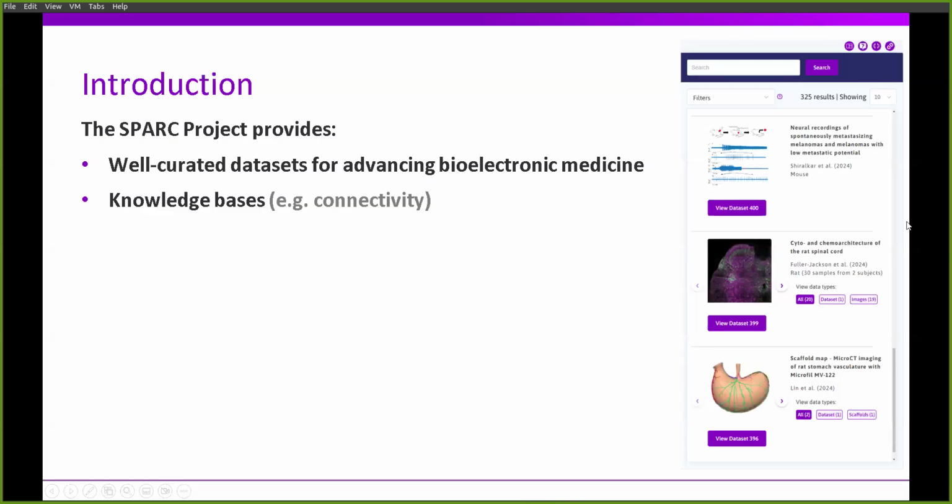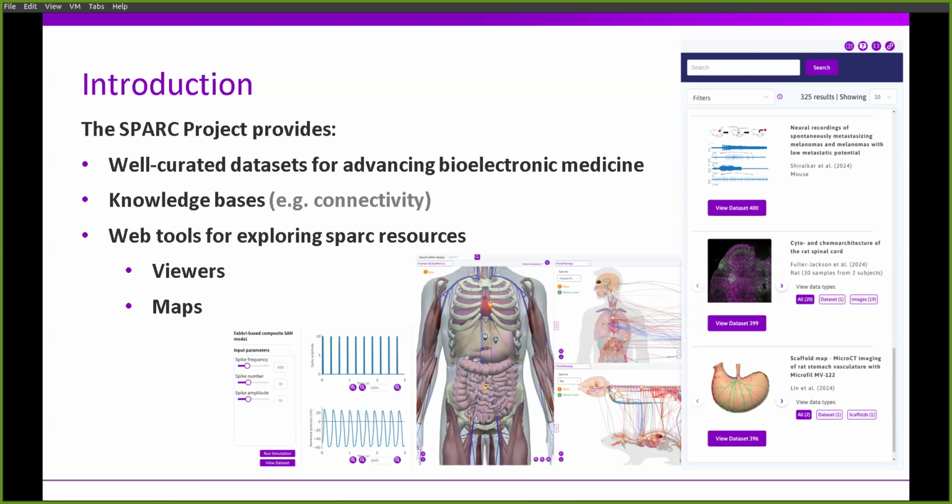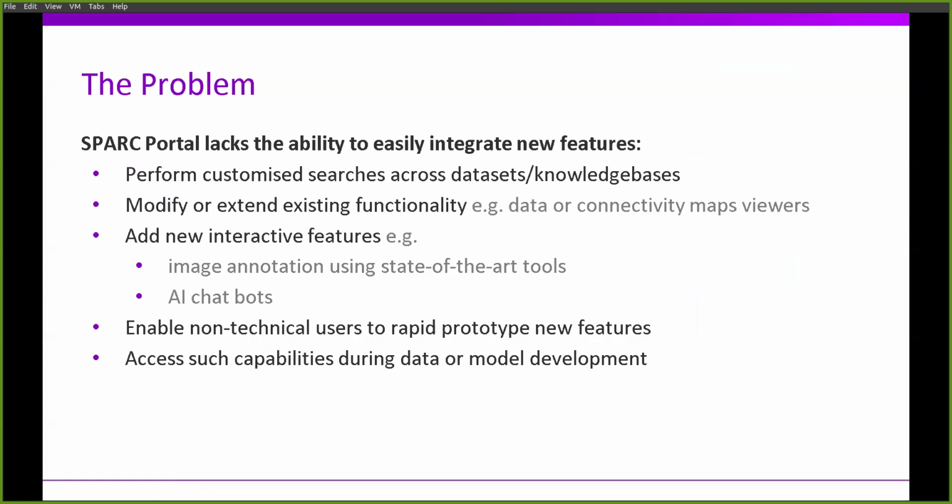The SPARC project provides well-curated data sets and knowledge bases for advancing bioelectronic medicine. The SPARC project also provides web tools for exploring these resources. This includes viewers and different maps to explore connectivity, for example, anatomical connectivity.